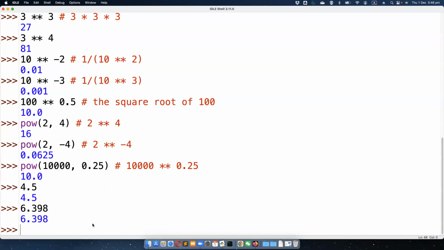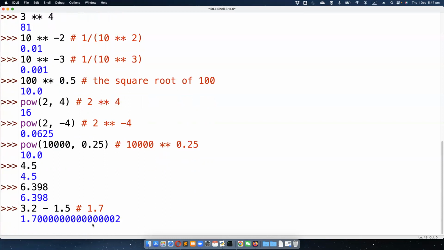For example, 3.2 minus 1.5. You may think the result is 1.7, right? But as you can see here, we have a very long decimal part, okay, which is close enough to 1.7. So when writing code, just remember to test the results of operations involving real numbers.